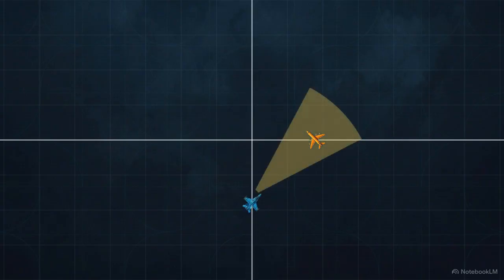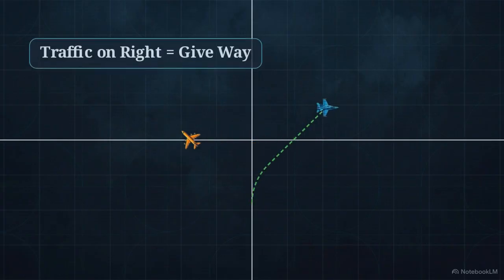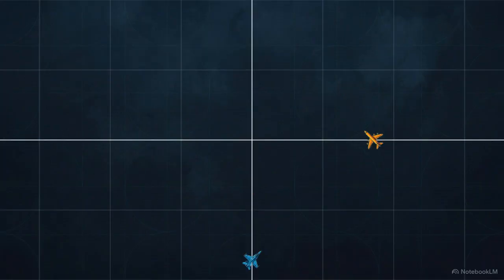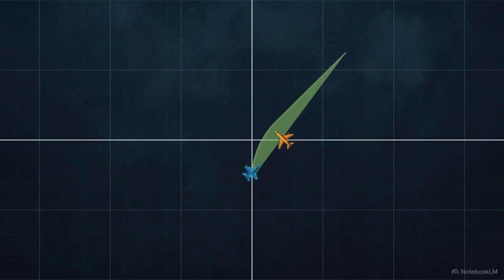When two aircraft converge at the same altitude, the aircraft seeing traffic on its right must give way. Look closely. The pilot seeing traffic out the right side of their canopy must yield, altering course to avoid crossing ahead. These spatial rules rely on a clear line of sight. Identifying who has the visual advantage dictates who takes the evasive action, which prevents both aircraft from turning into each other simultaneously.